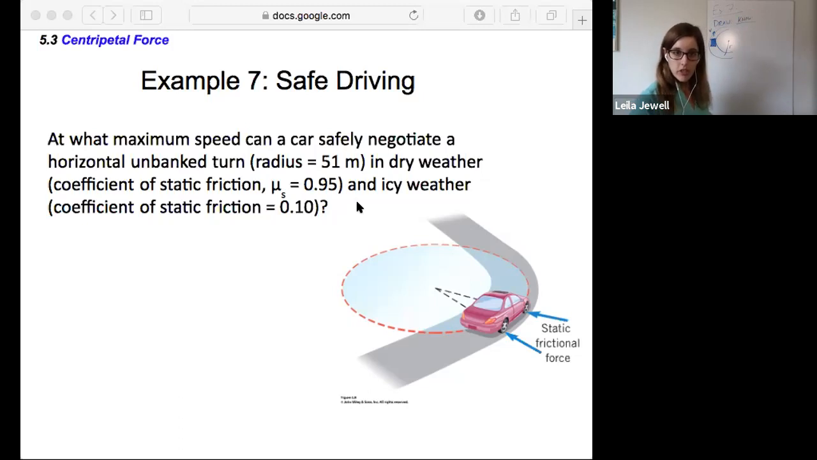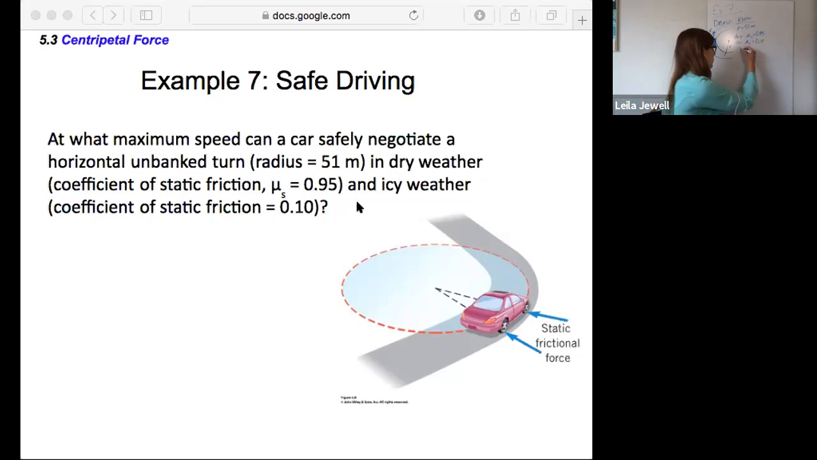So unbanked turn with that radius 51 meters. And then we also get some coefficients of static friction, right? So dry weather, we have the coefficient of static friction is 0.95. And then wet or icy, even better than wet, or worse, depending on your perspective, coefficient of static friction mu sub s is equal to 0.10. All right. Note that the coefficients do not have units. That's a unitless thing, it's just a ratio.